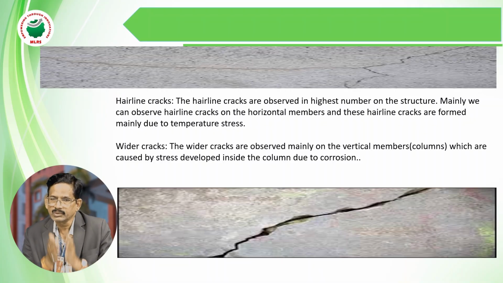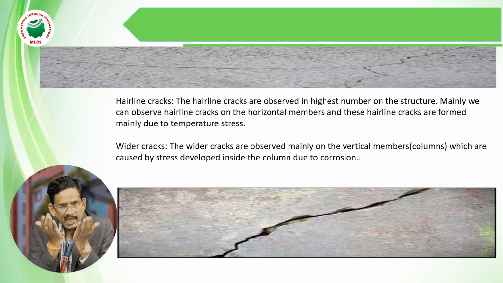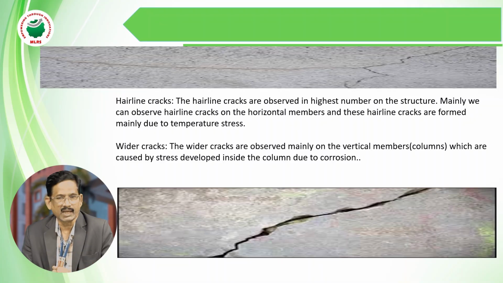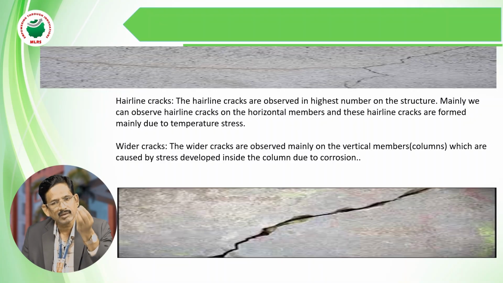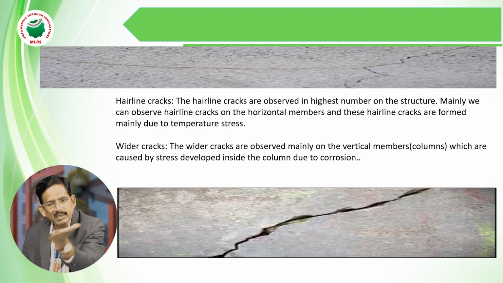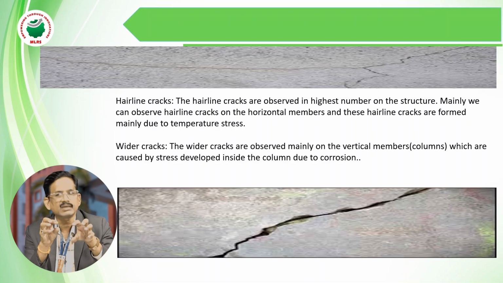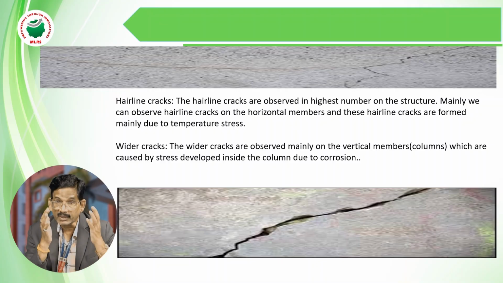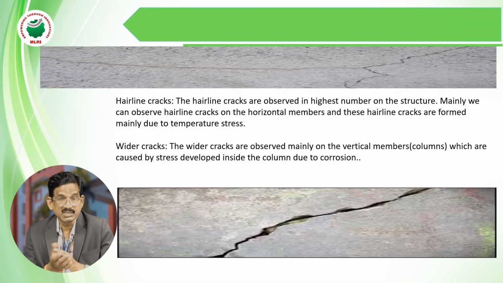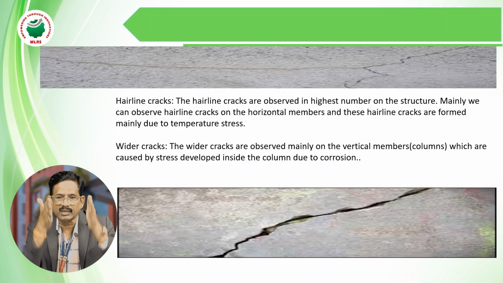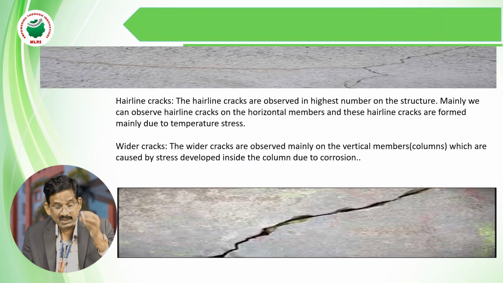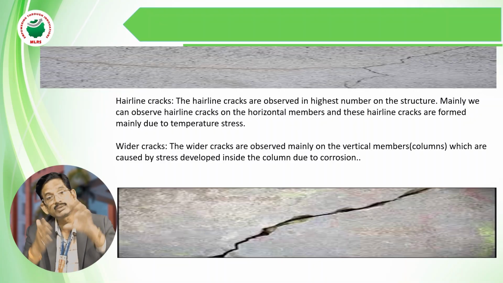My dear students, we have to observe what are hairline cracks and what are wider cracks, and where each is formed. Hairline cracks are the cracks formed only on the horizontal surfaces of members like the beams. These are formed because of the temperature stresses or thermal stresses. In a similar way, wider cracks are formed on the vertical members like the columns. These are formed due to the stresses developed inside the column due to corrosion.